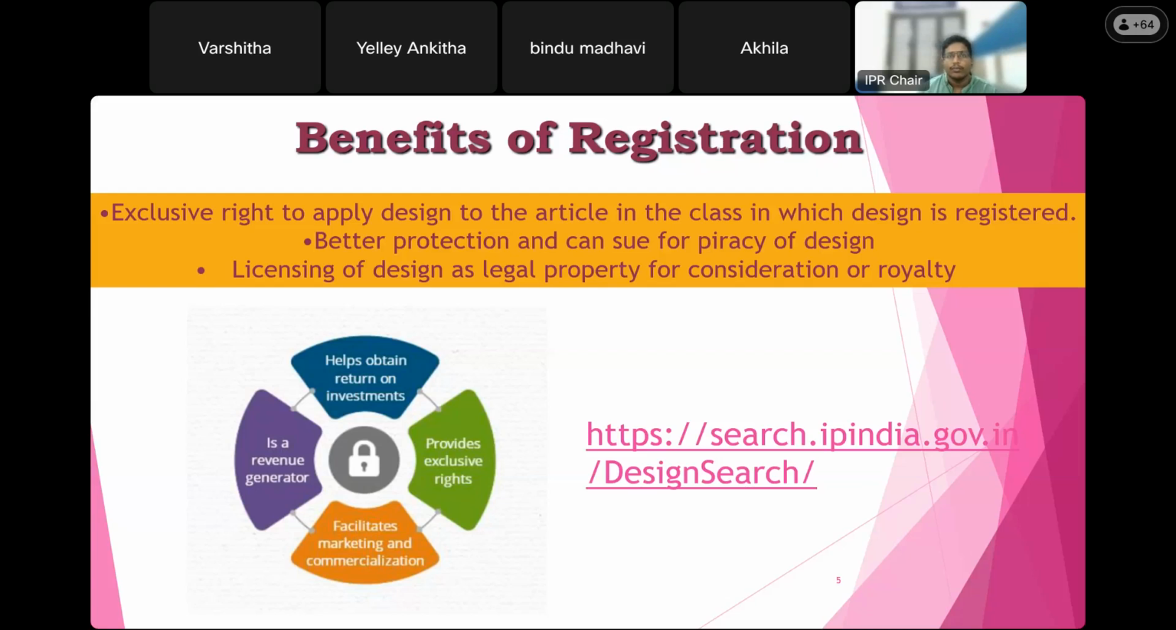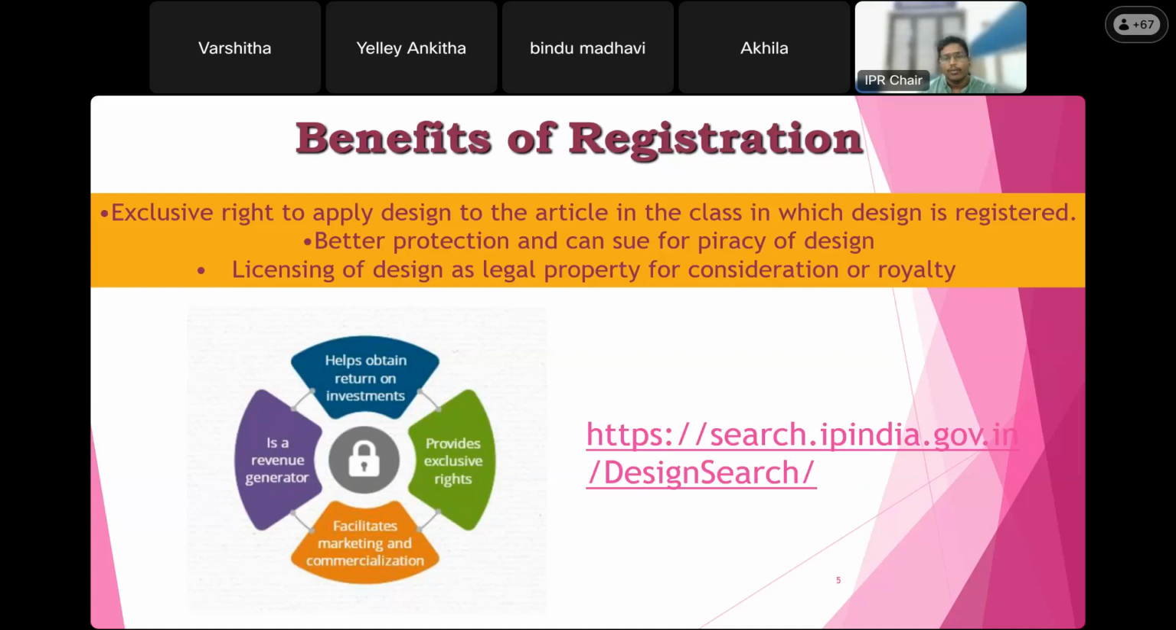So everybody uses the same set of categories, and protection, and can sue for piracy of a design. What is piracy of a design? Piracy of a design means, without the consent of the industrial design registration owner, you are copying it and you are selling that.